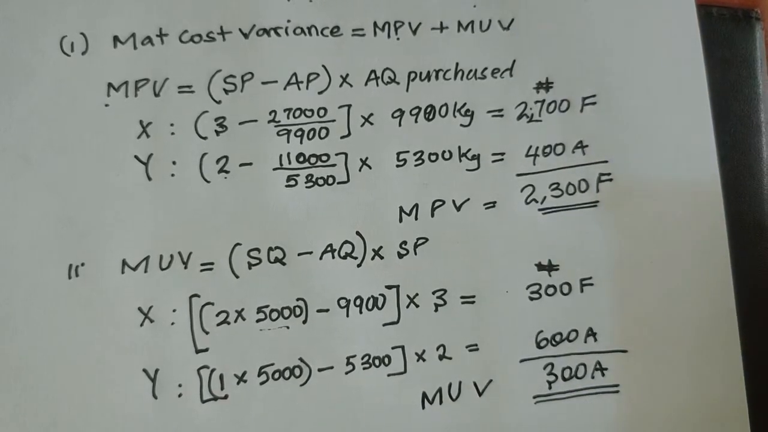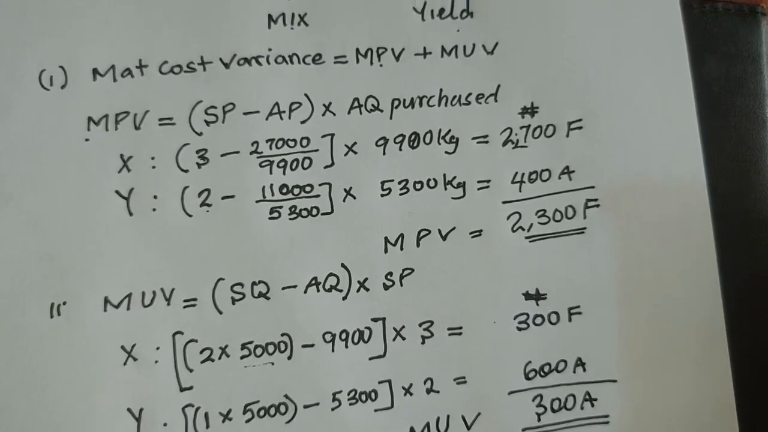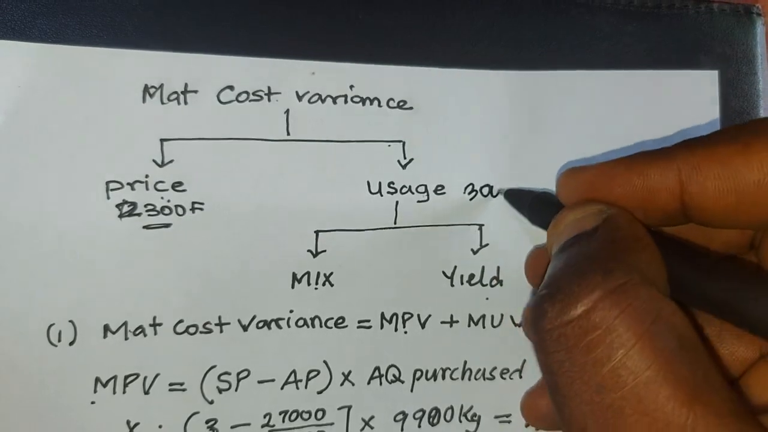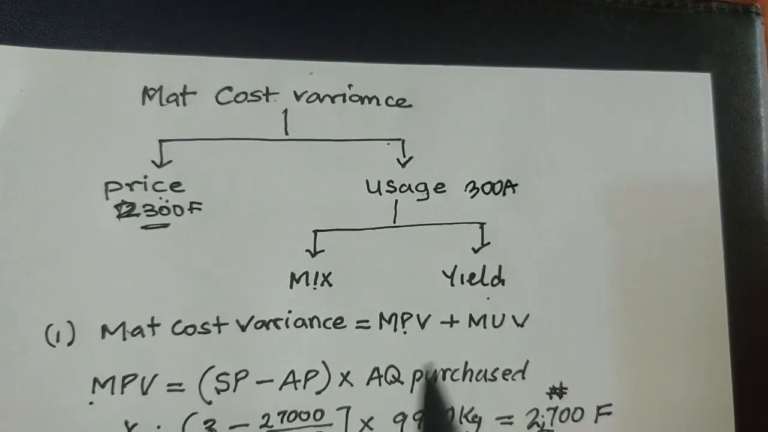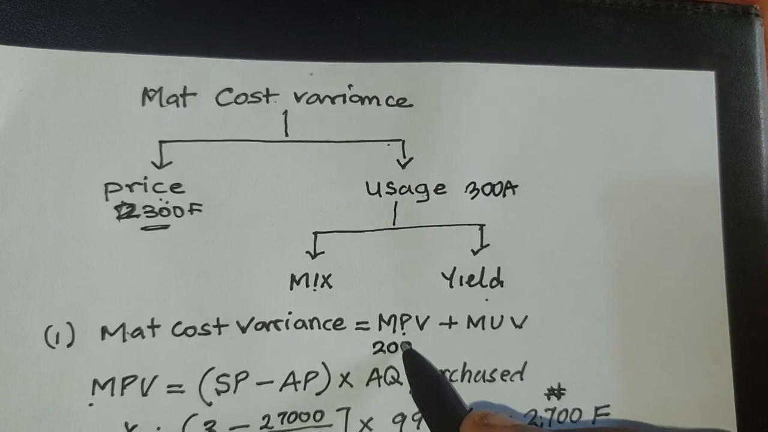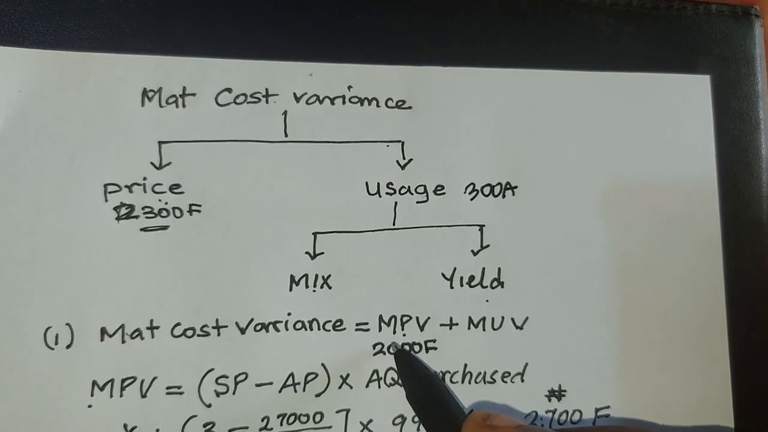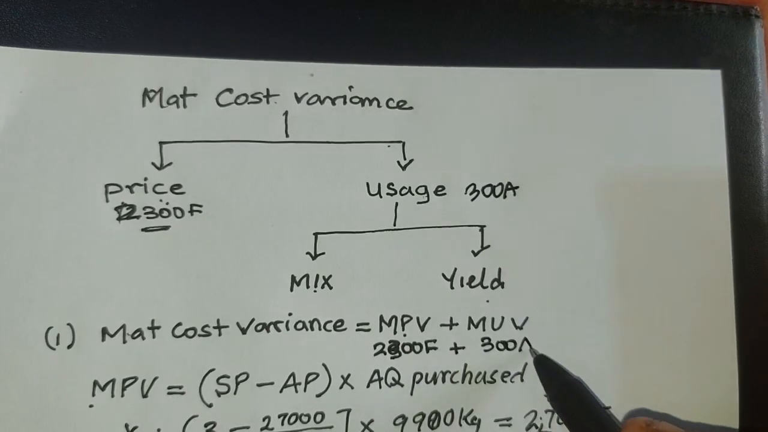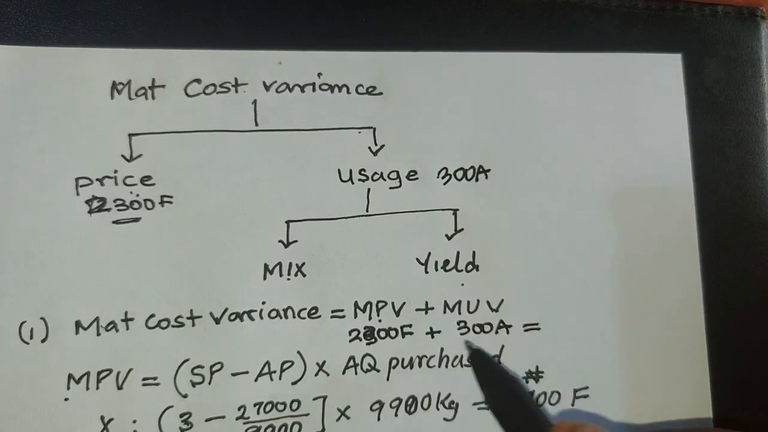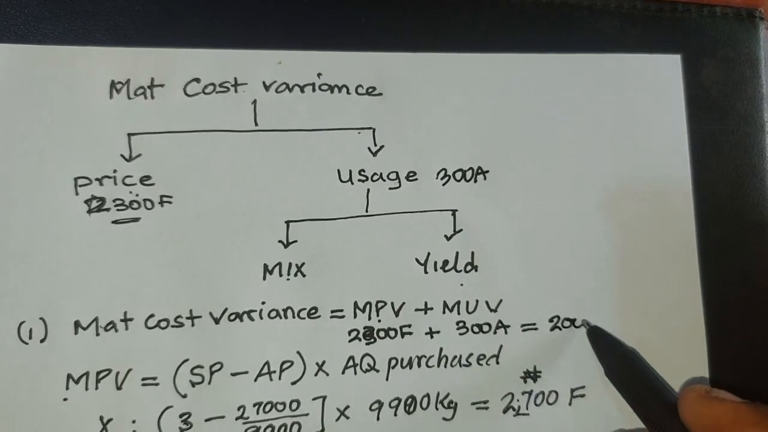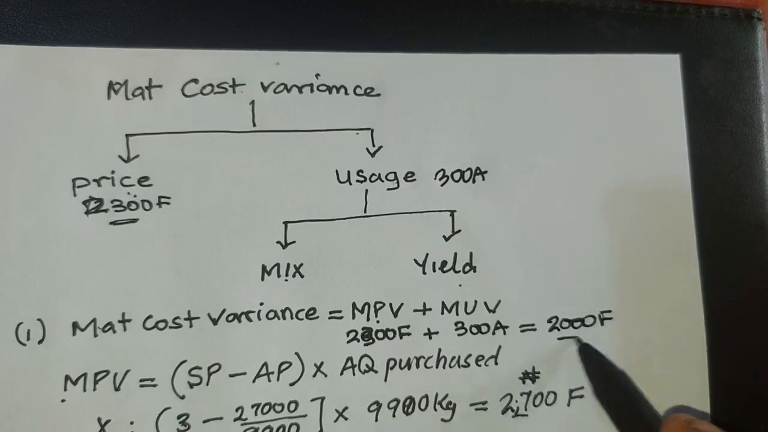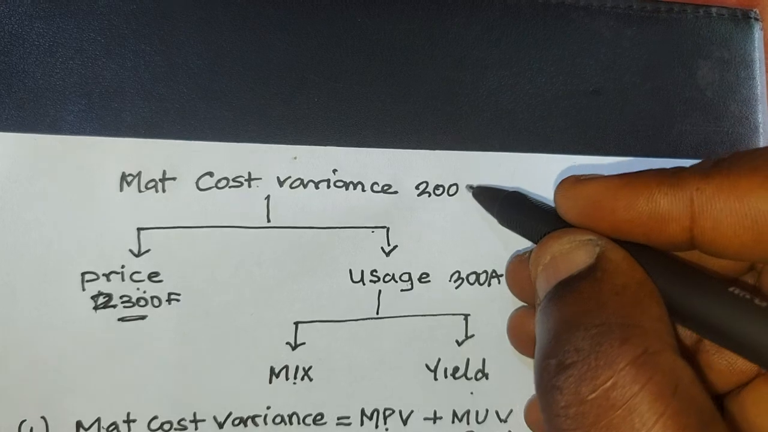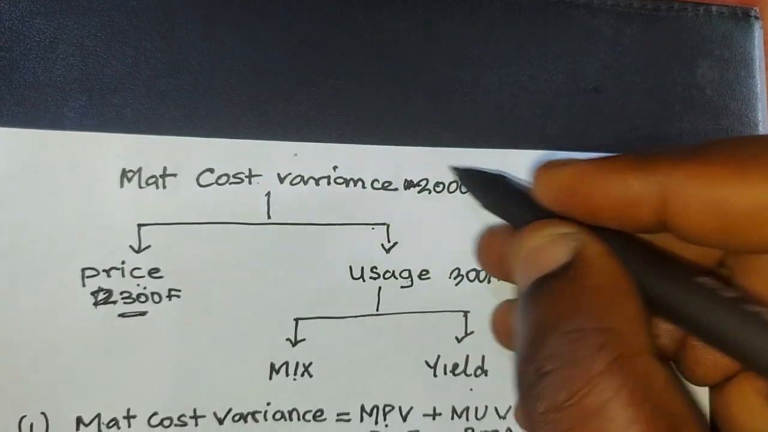So this is the material usage variance. All right, so our material cost variance will now be 2,300 favorable plus 300 adverse. At the end of the day, what do you have? You have 2,000 favorable. So that's our material cost variance, 2,000 naira favorable.